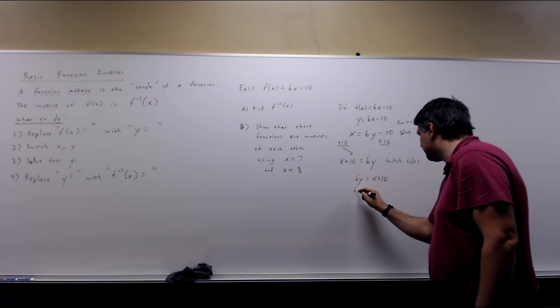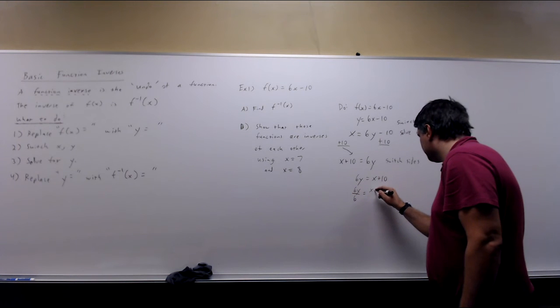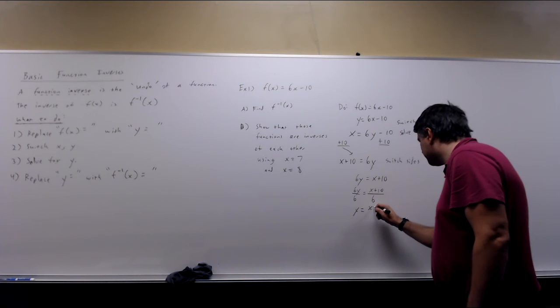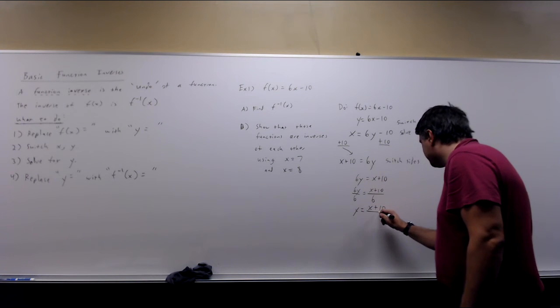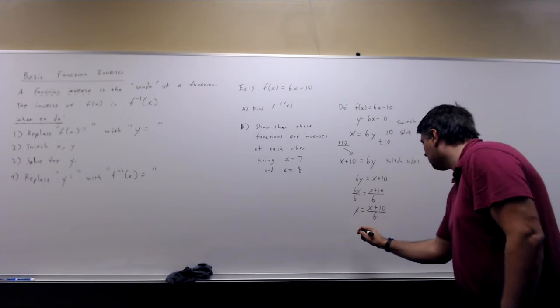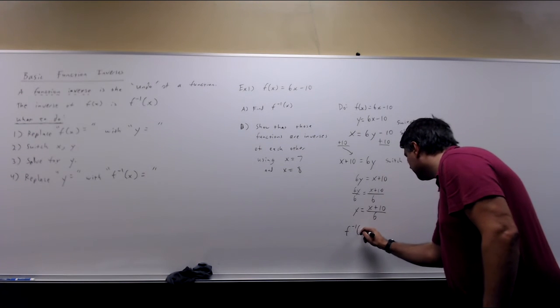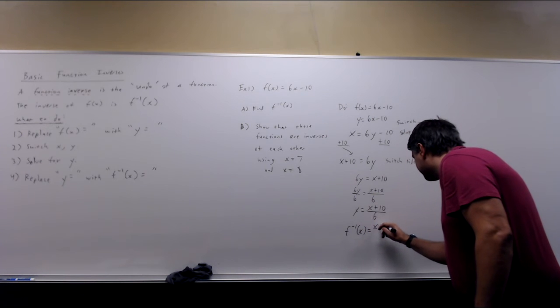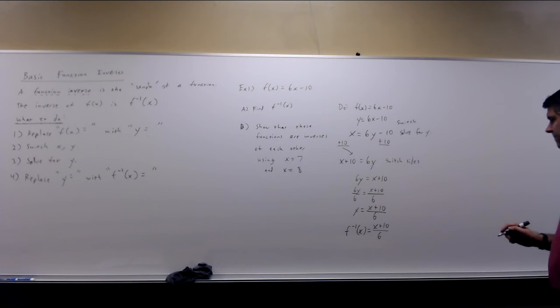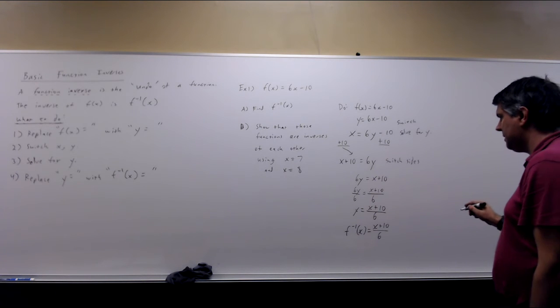Here we got the 6, divide off the 6. So y equals x plus 10 over 6. The final step is to replace y equals with f inverse of x equals x plus 10 over 6.